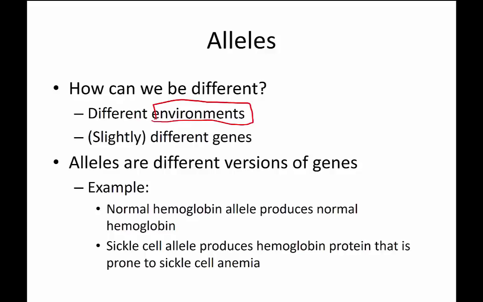And that's absolutely true. You don't have the same DNA even as your siblings, so you're going to have slightly different DNA even between them. These different versions of genes we call alleles. So for example, someone may have a normal hemoglobin allele. This allele produces normal hemoglobin. Again, alleles are just different versions of genes. Somebody, though, may have a sickle cell allele.